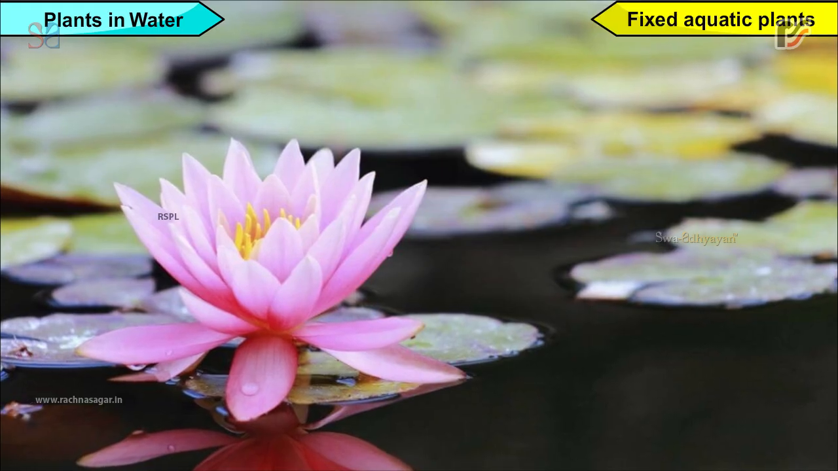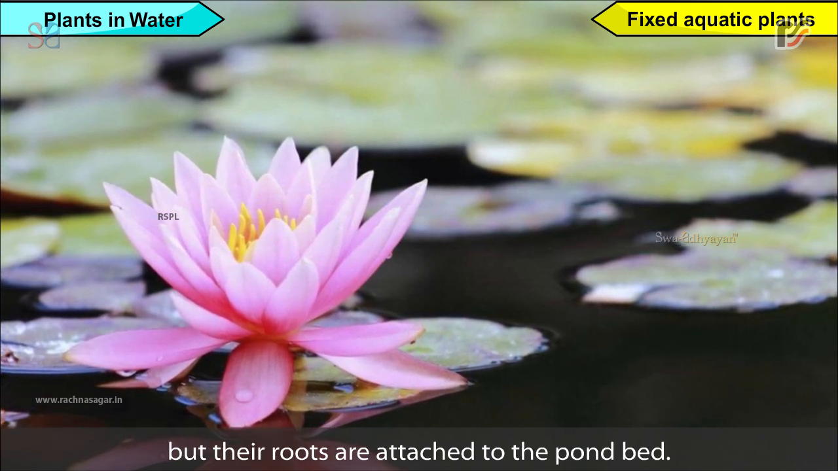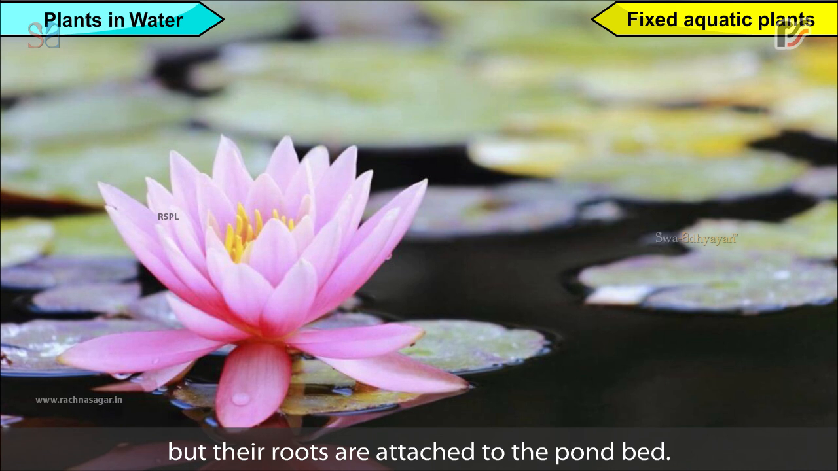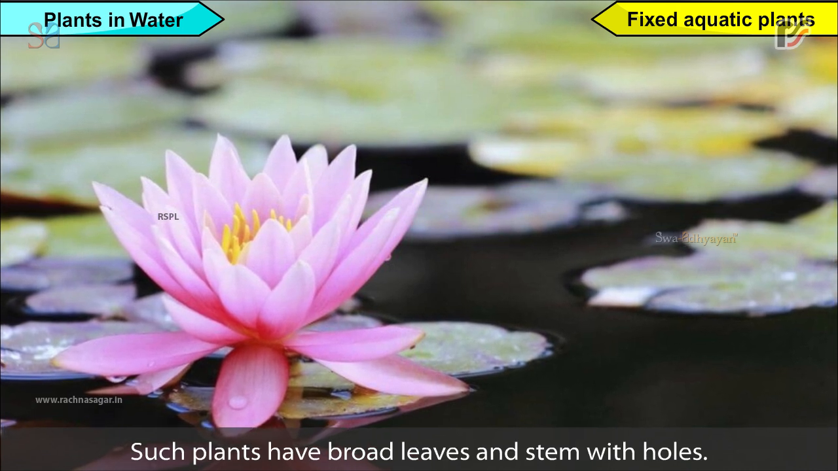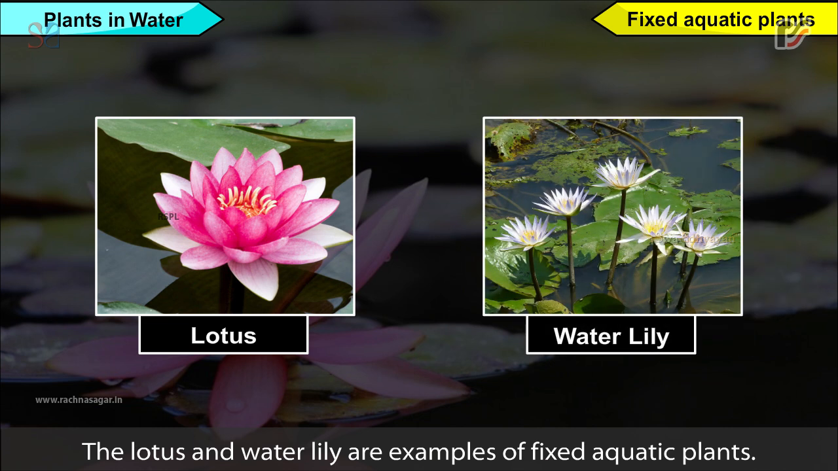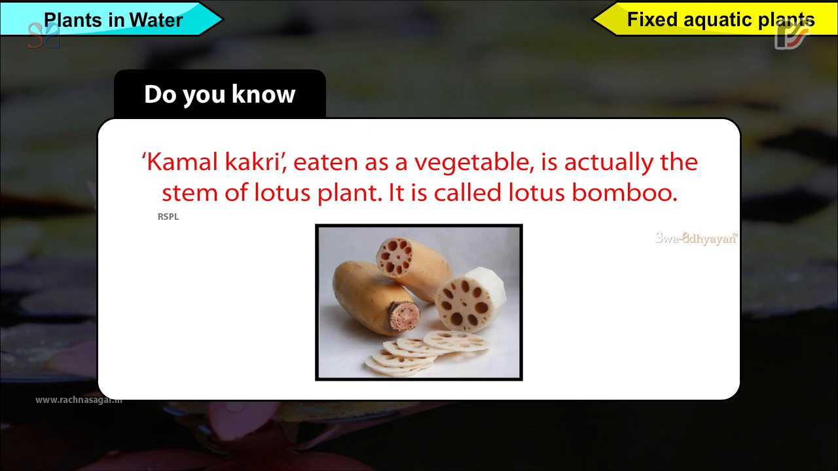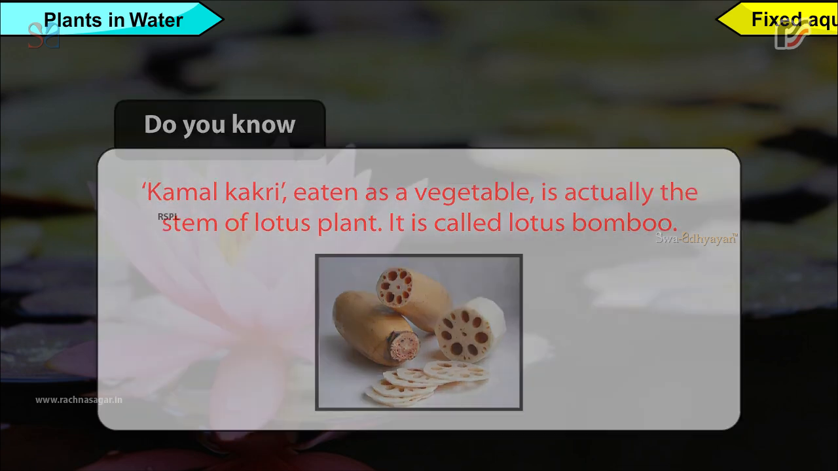Fixed aquatic plants. Some plants appear to be floating on water, but their roots are attached to the pond bed. Such plants have broad leaves and stem with holes. The lotus and water lily are examples of fixed aquatic plants. Do you know, kamal kakri, eaten as a vegetable, is actually the stem of lotus plant. It is called lotus bamboo.